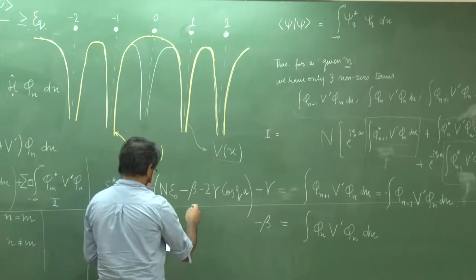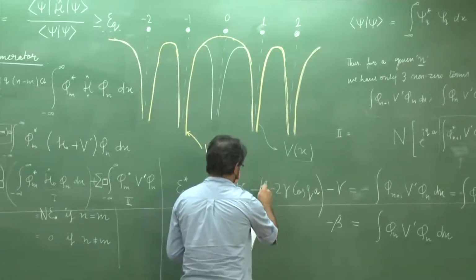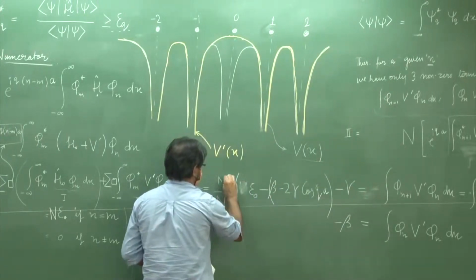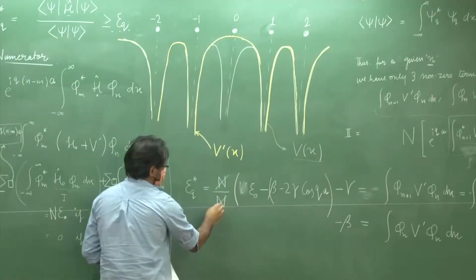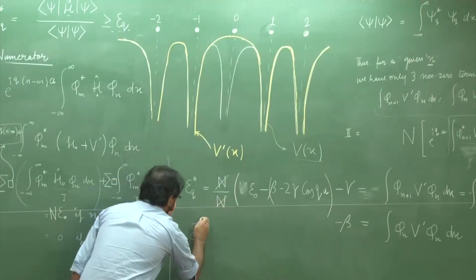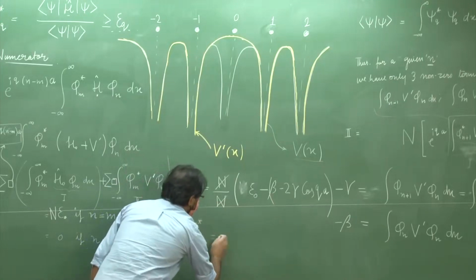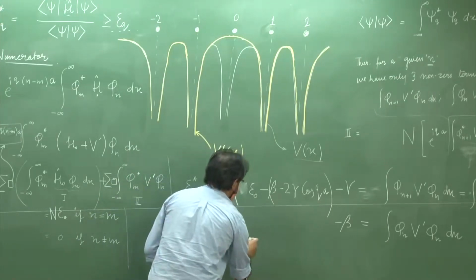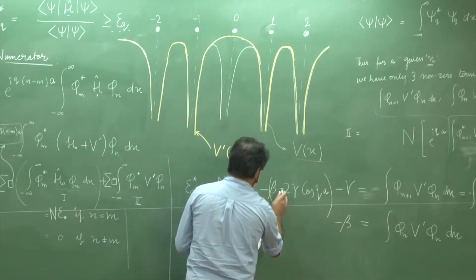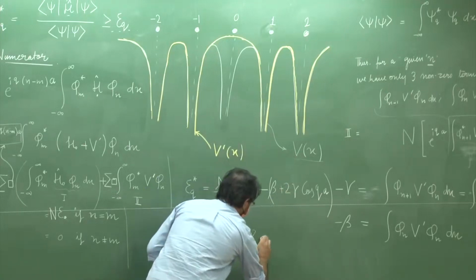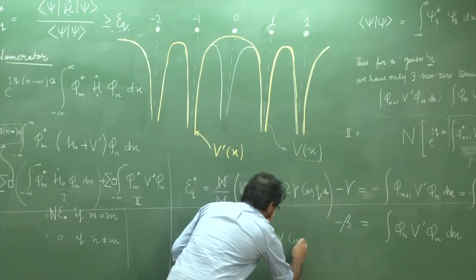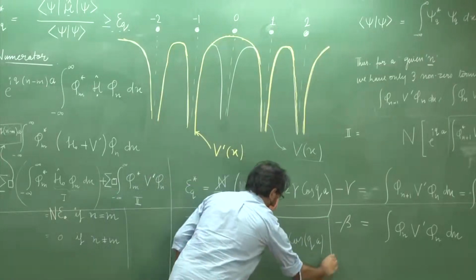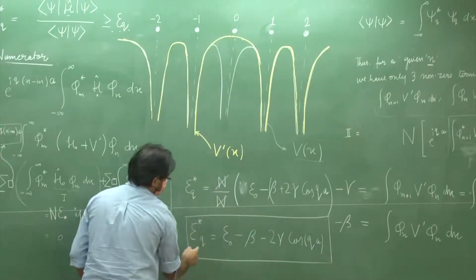Right? And of course, this is also with n. This also has n in front. So n will come out common, in fact, from all the terms. So n gets cancelled. So what we get then is E star q is equal to E naught minus beta minus 2 gamma cos q A. That is the final expression for the energy.